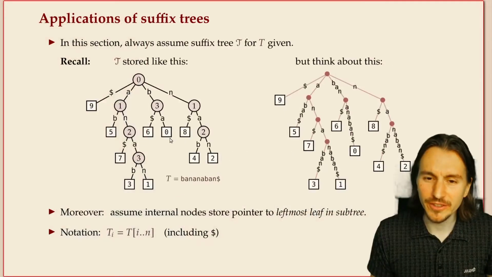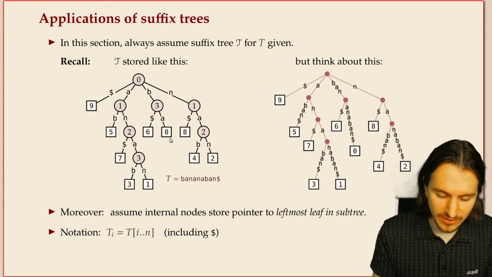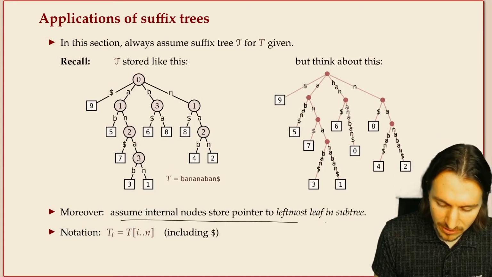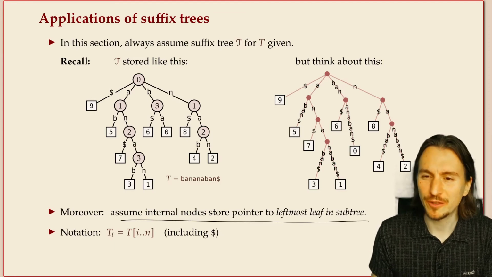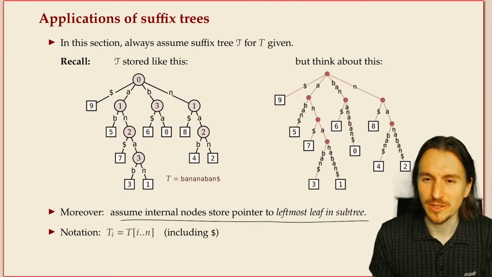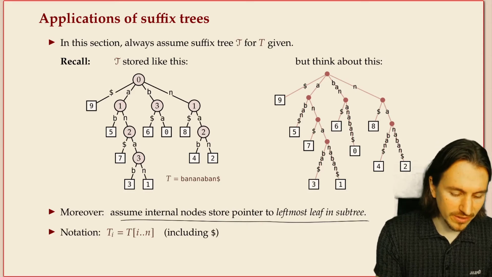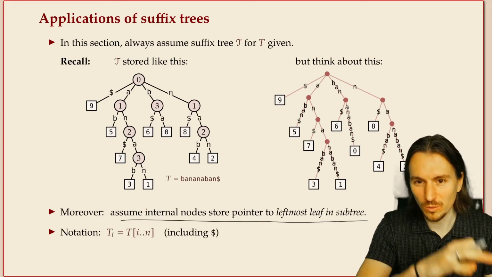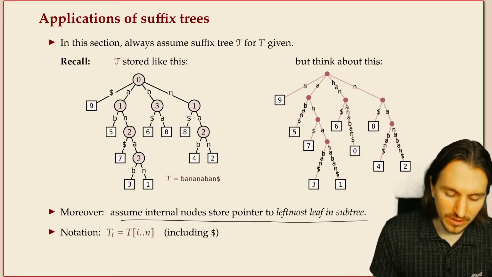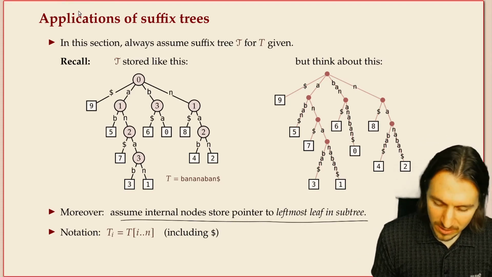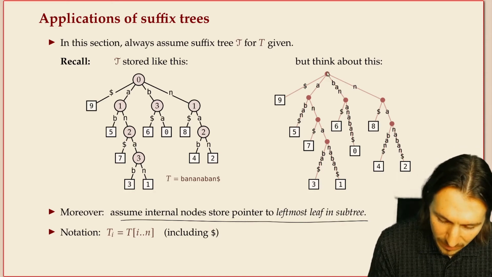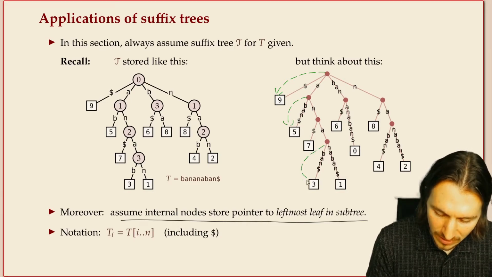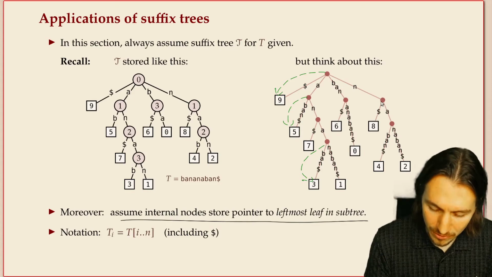A little additional technical assumption is that we'll also assume each internal node has a pointer to the leftmost leaf in its subtree. Once the tree is constructed, you can easily walk through the entire tree once and make sure that this is true. We'll assume that, for example, the root points to this one, and this one points to this one. So it's just an additional field in each node.